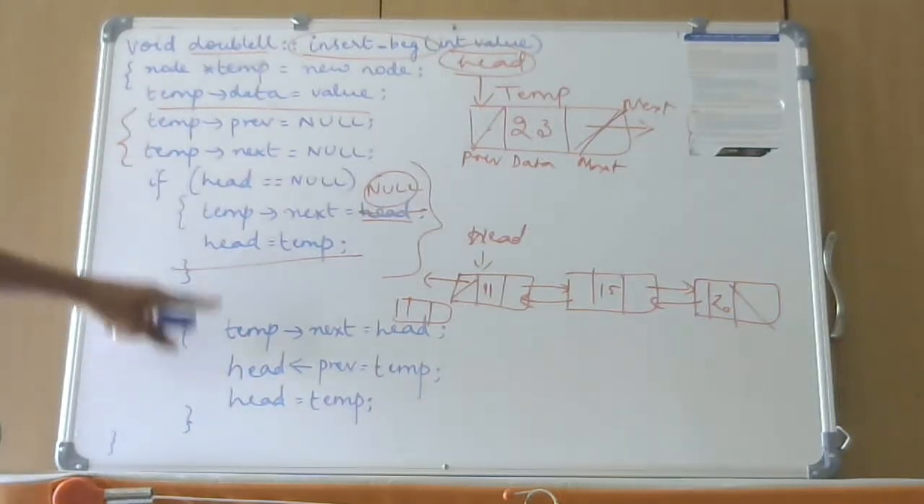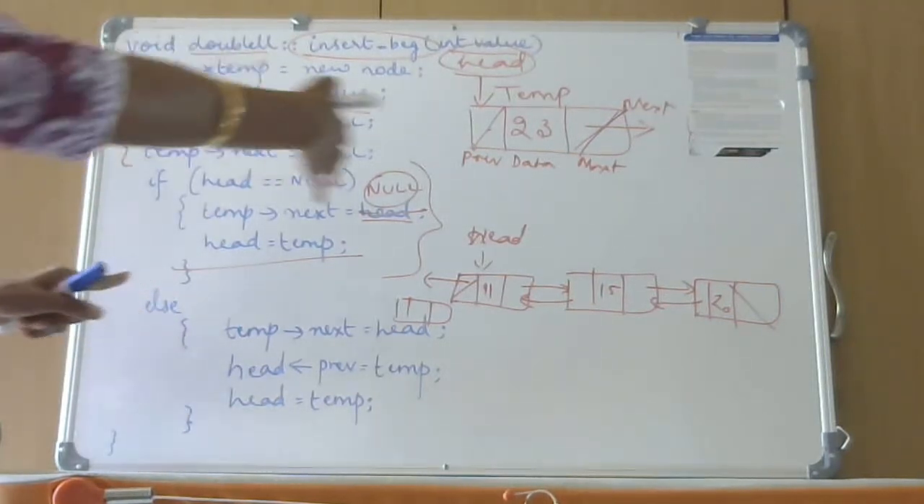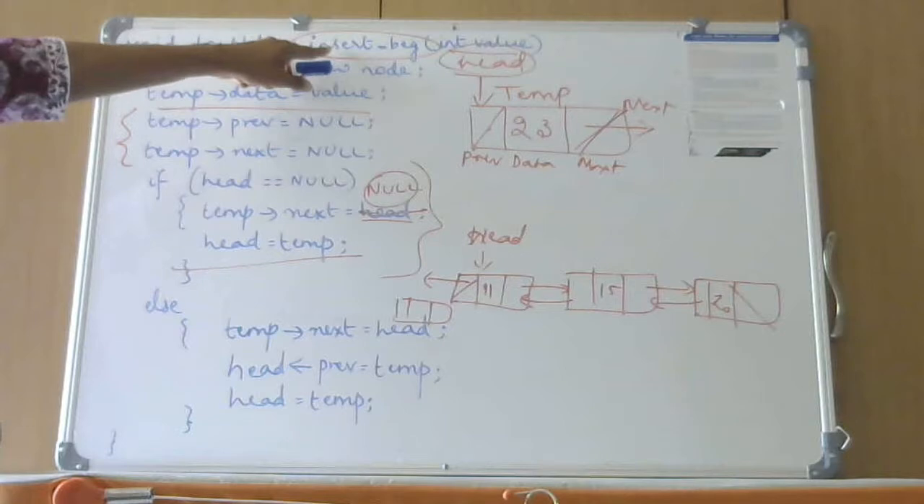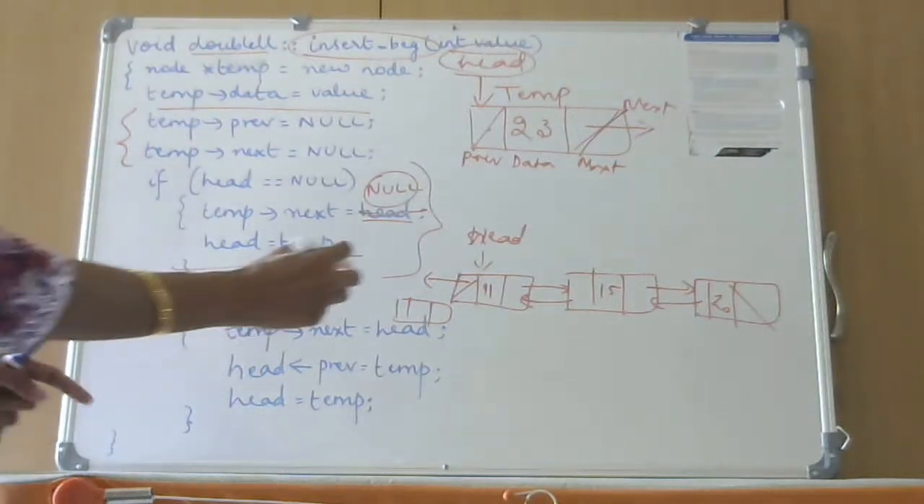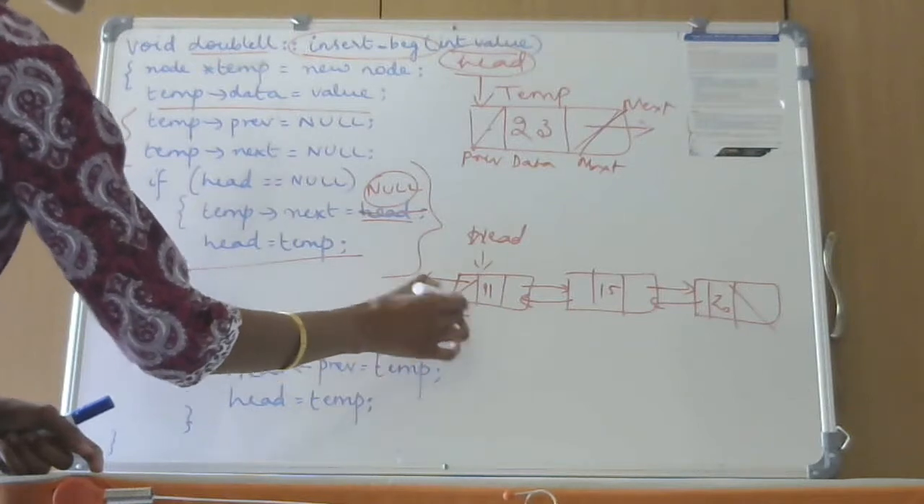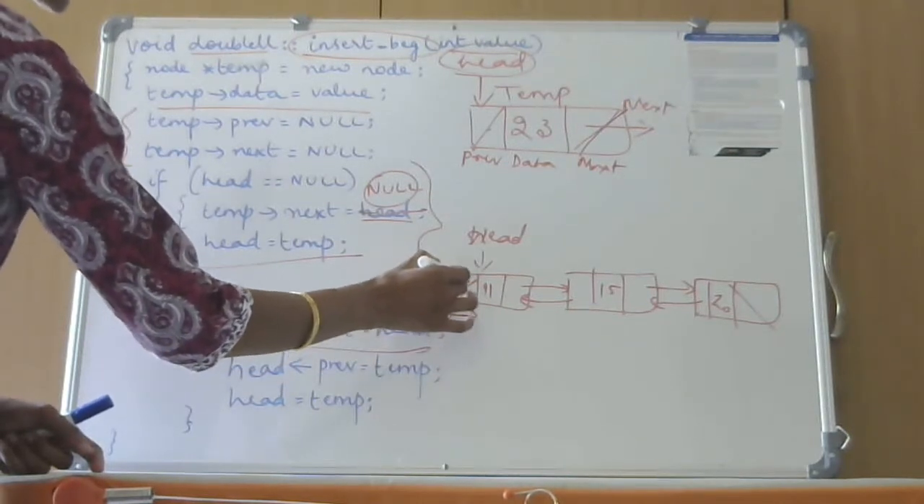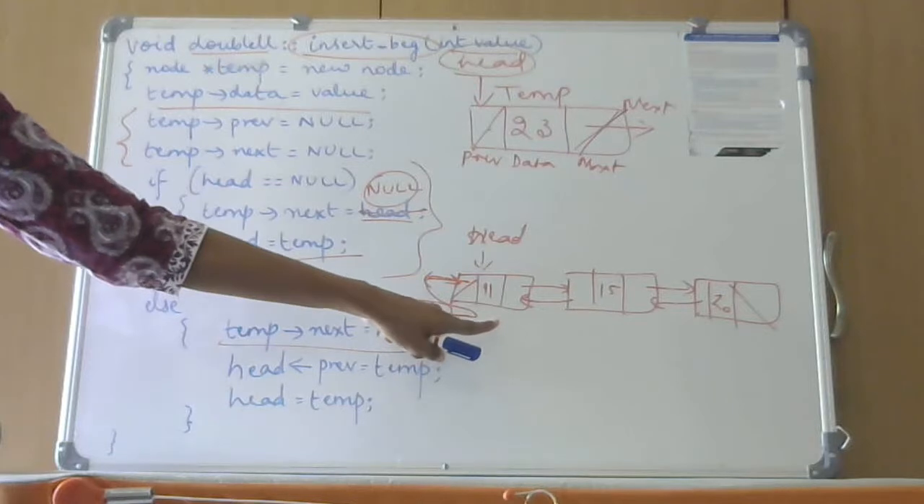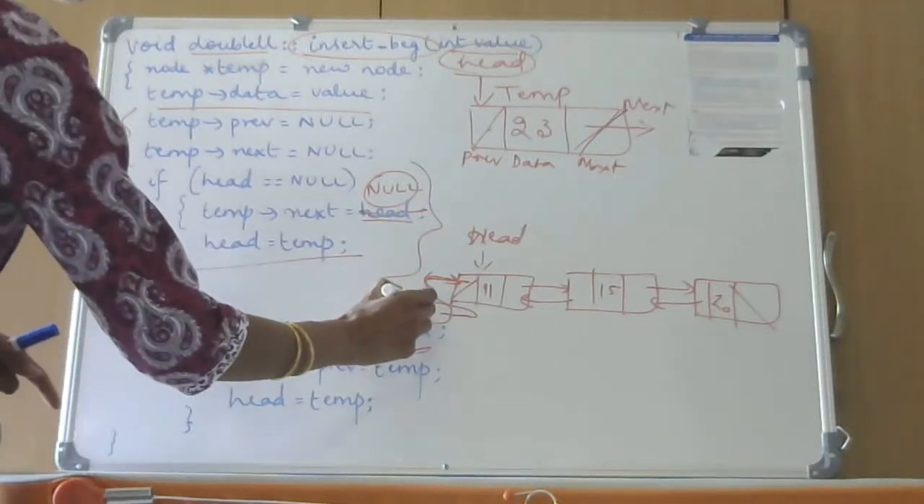Okay, else means the list is not empty. That means there are so many nodes in the list, but I want to insert it at the beginning. So what will happen? Temp of next is equal to head. This next link of my new node, where should it point? It should point to this. 11 will become the second node now. 23 will become the first node.